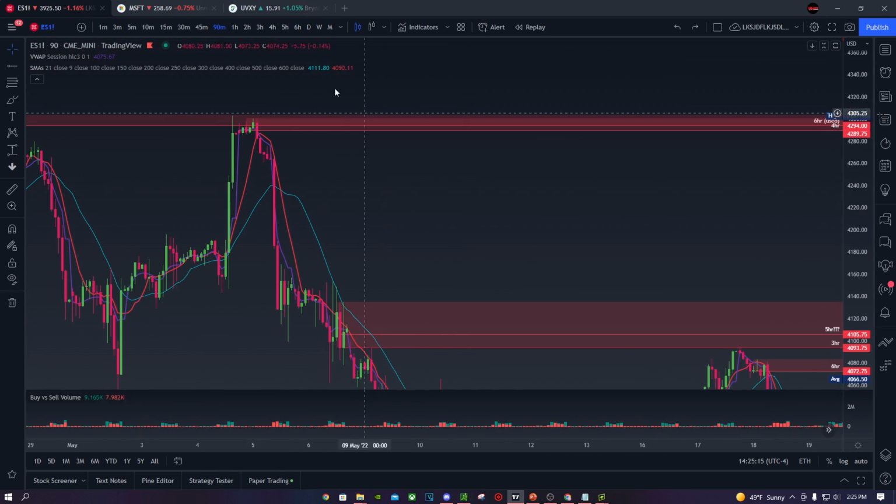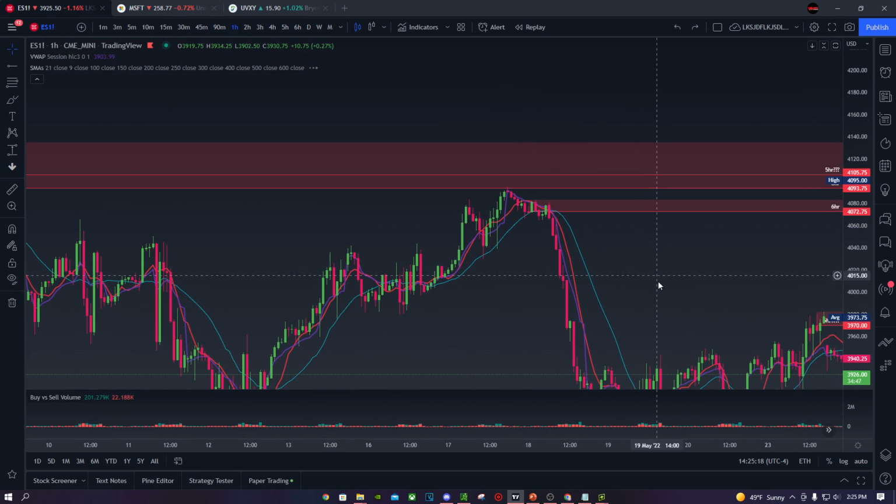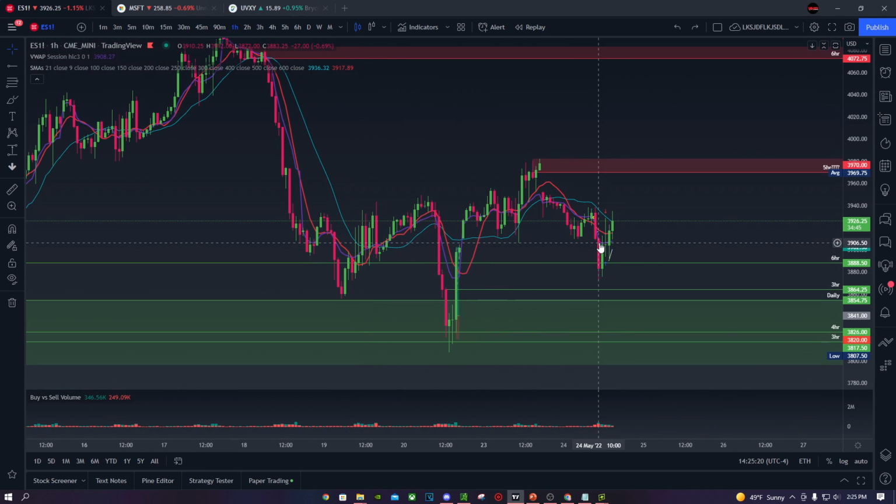Nothing new on the 90-minute. So 1 hour now. Again, it was kind of too choppy over here. There's really no clean direction.